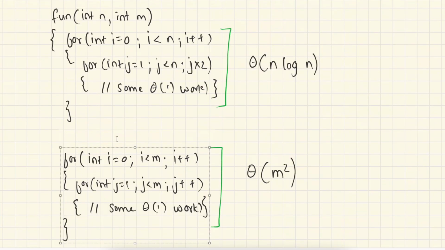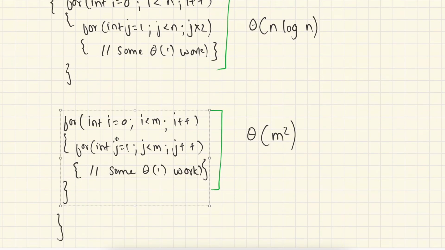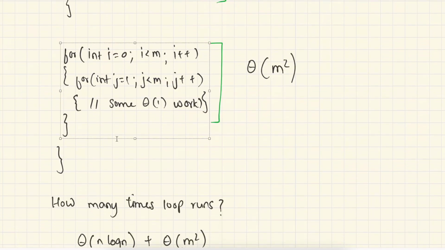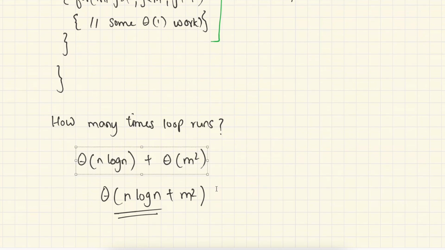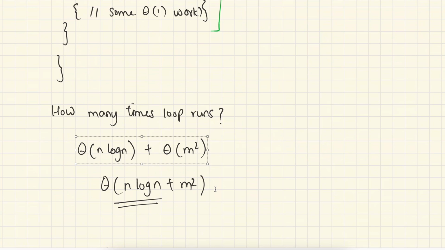Both the loops are subsequent. They are written one after another. So let's add the time complexity. After adding, it becomes theta n log n plus theta m square. So the overall order of growth of this function is going to be theta of n log n plus m square.